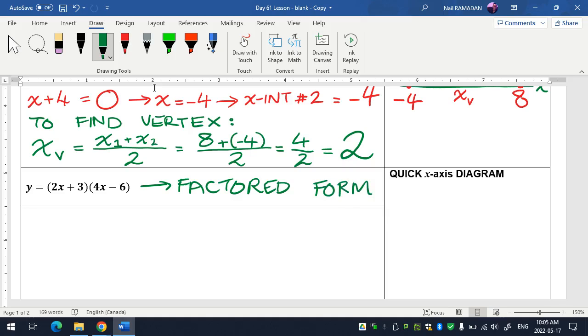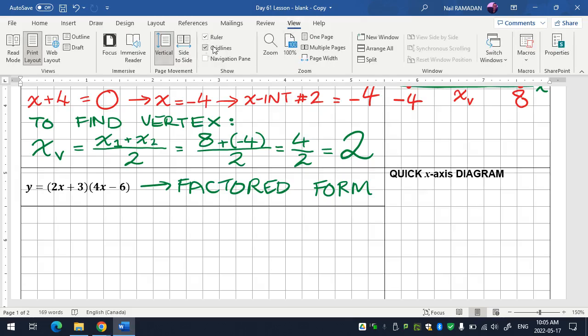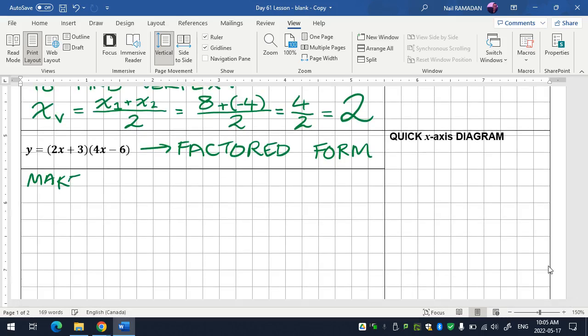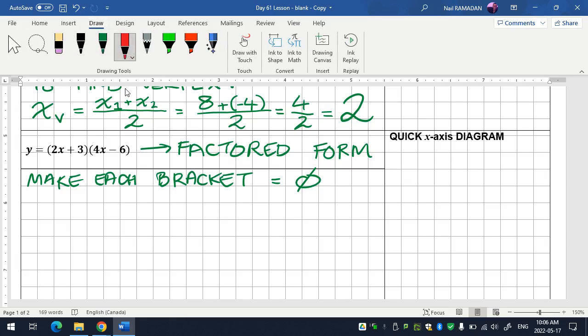Factored form. Okay. What do I make each bracket equal to? 0. I'm going to give myself some grid lines to see. Make each bracket equal 0. All right. Here's the first one. What's my first bracket?